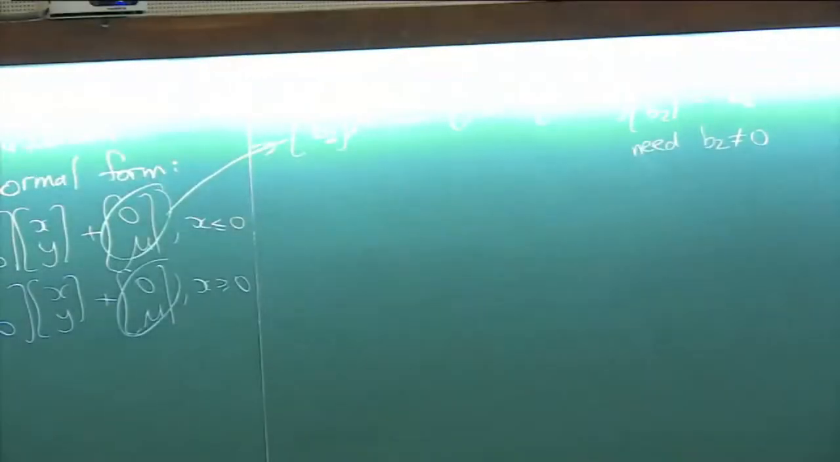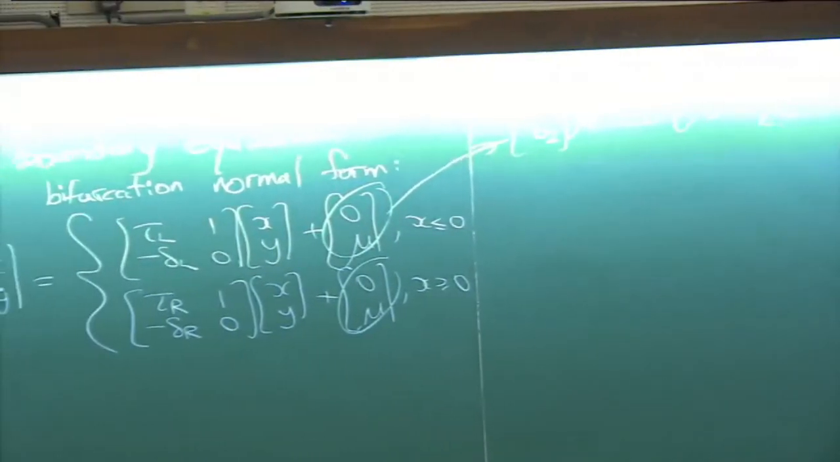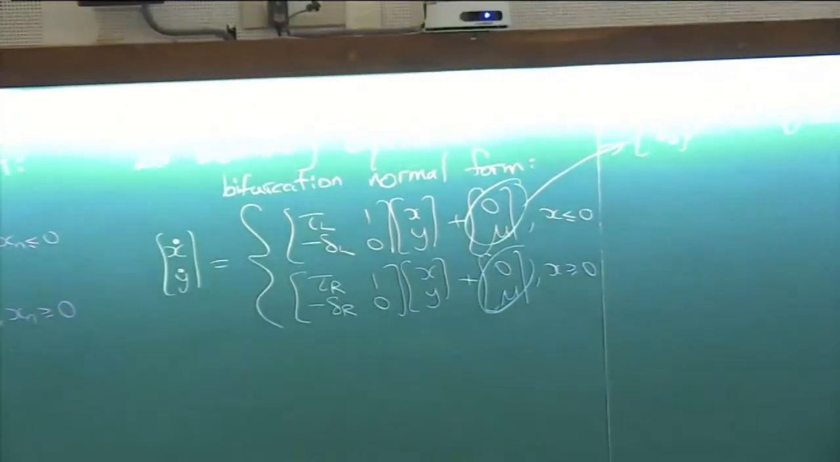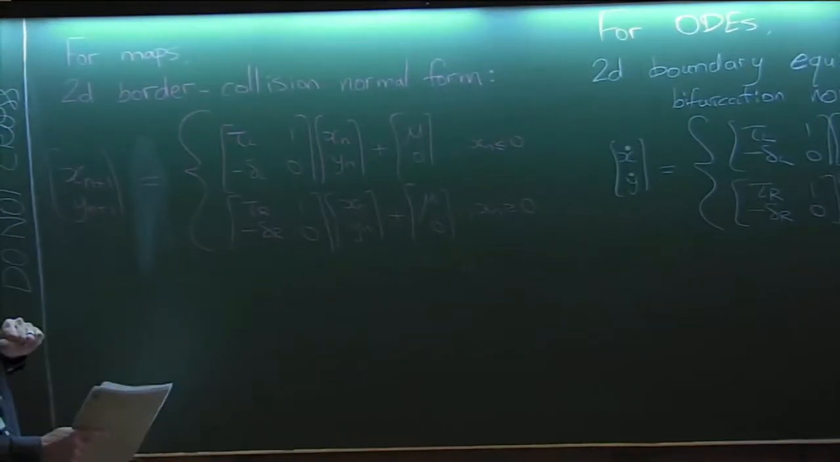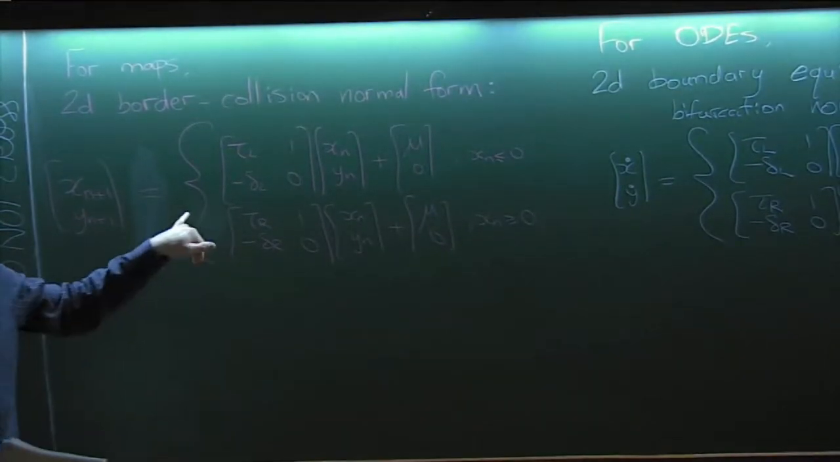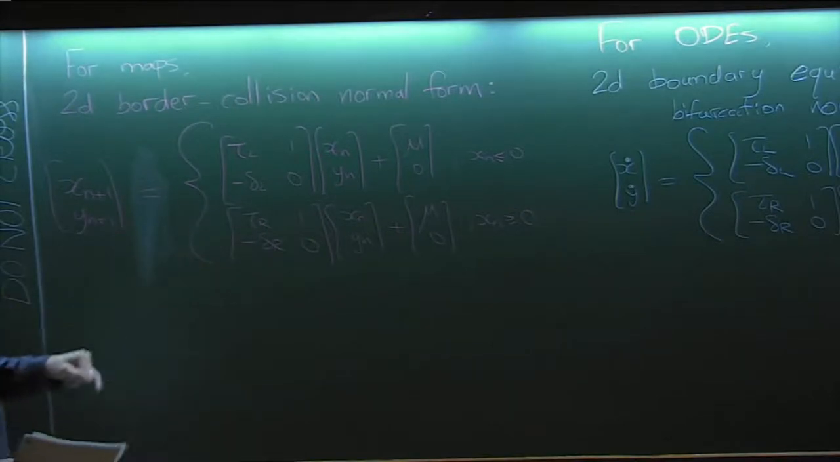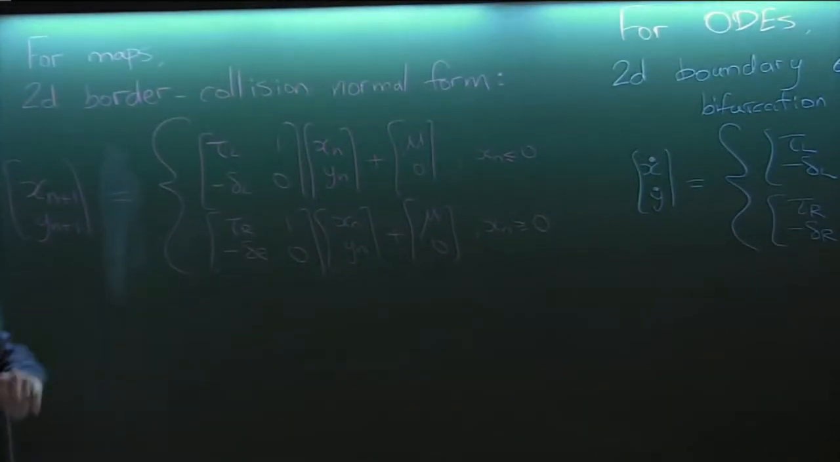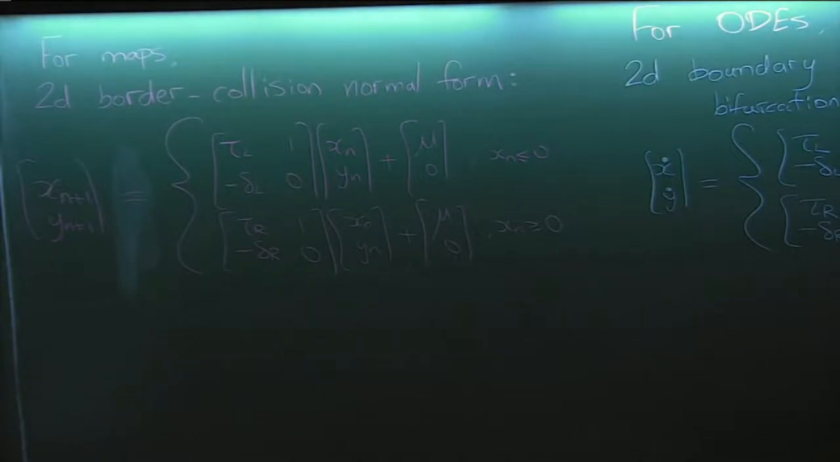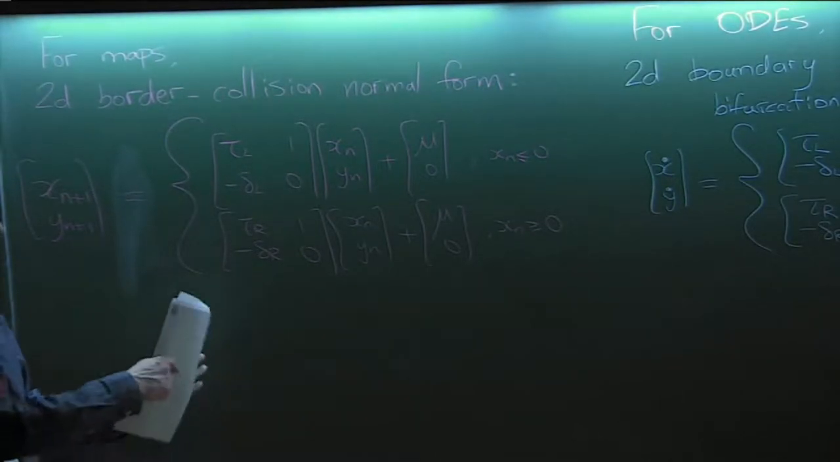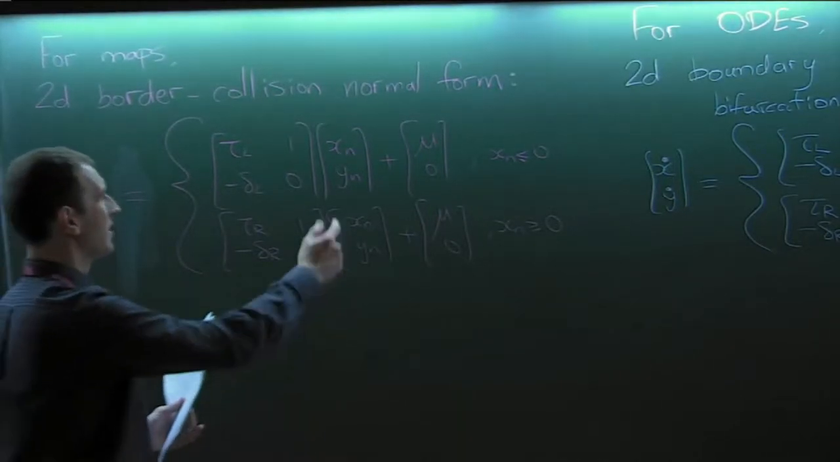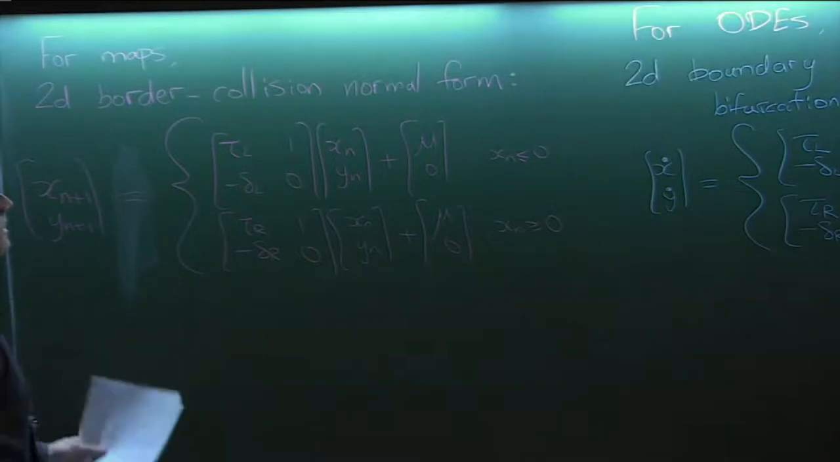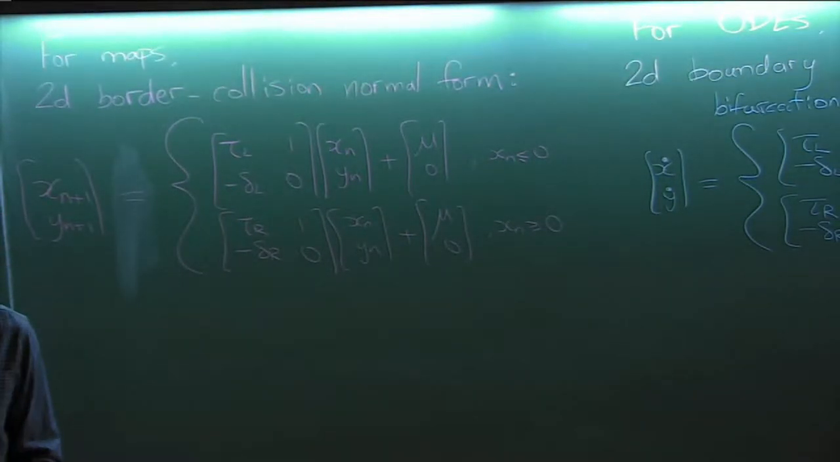We use a different vector for the border collision normal form. Let me discuss this just quickly. This is for maps. Possibly Soumitro showed you this in his lectures, possibly Paul will in later lectures. For maps that are continuous on the switching manifold, instead of an equilibrium, you have a fixed point of your map colliding with the switching manifold. Here the transversality condition is slightly different.